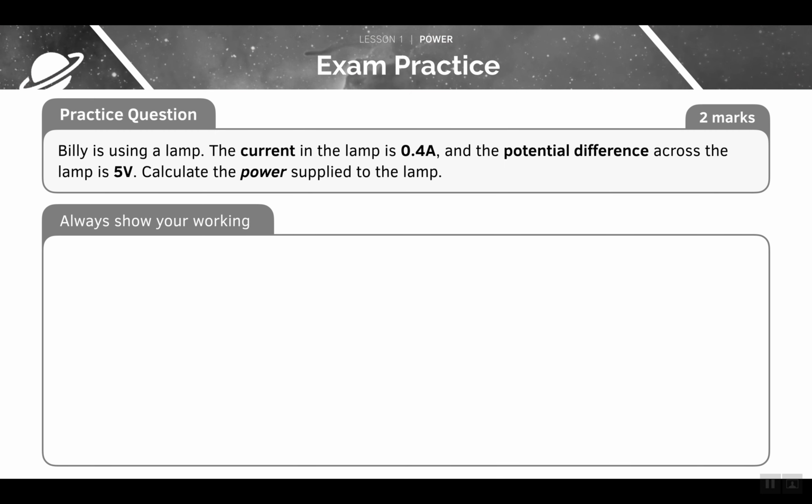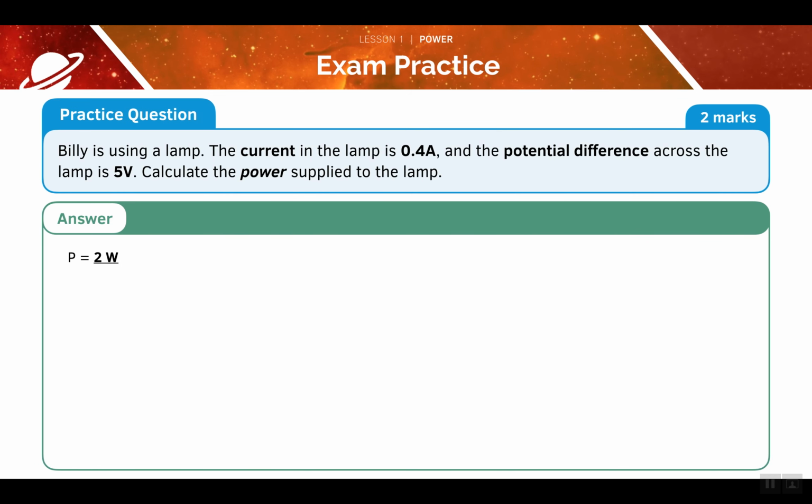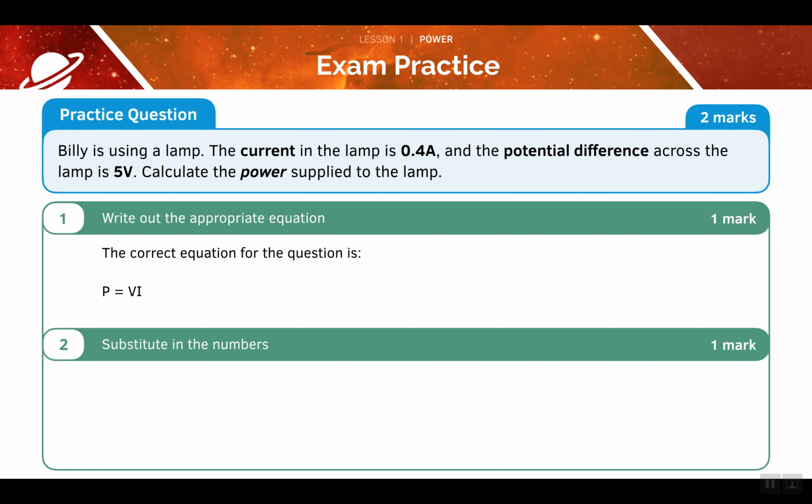Let's have a go at this practice question. Pause the video now to have a go at this question by yourself. The answer to this question is 2 watts. Let's work through it step by step. First, we need to write out the appropriate equation, which in this case will be P is equal to VI. Now we can substitute in our numbers, so P is equal to 5 volts times 0.4 amps, giving us an answer of 2 watts.